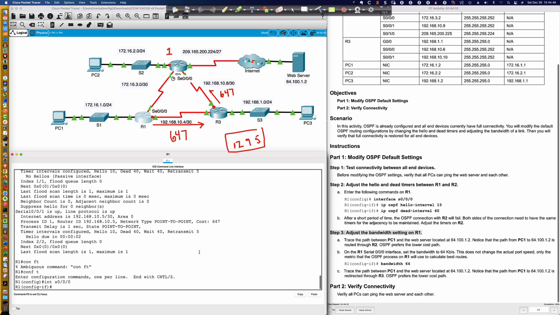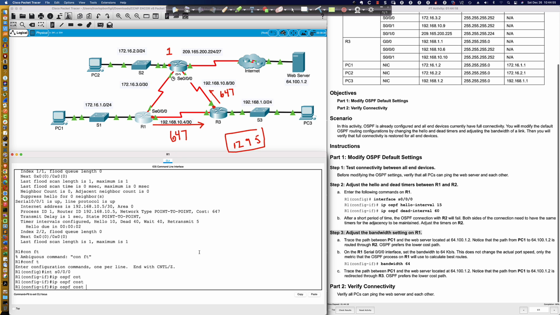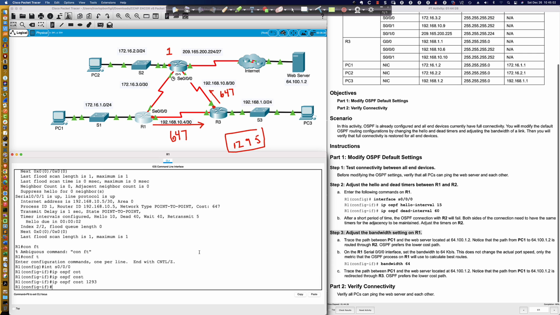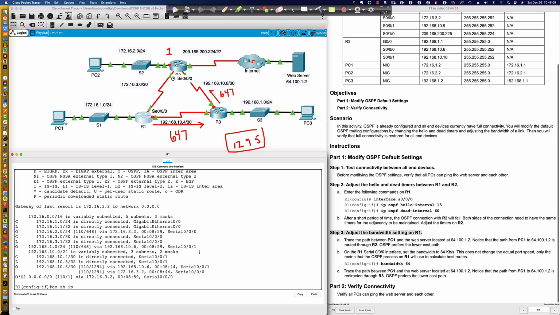So let's get into interface serial 0/0/0, and let's say ip ospf cost, and let me prove to you, if I set it to 1293, we should not have a change. From router 1's perspective, we should not have a change. Do show ip route.